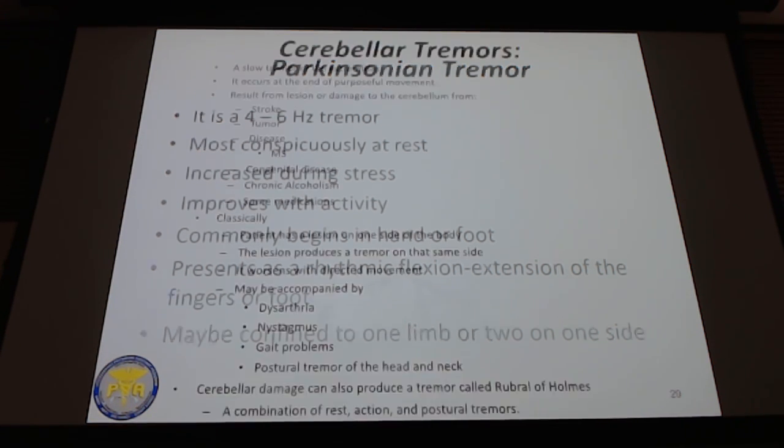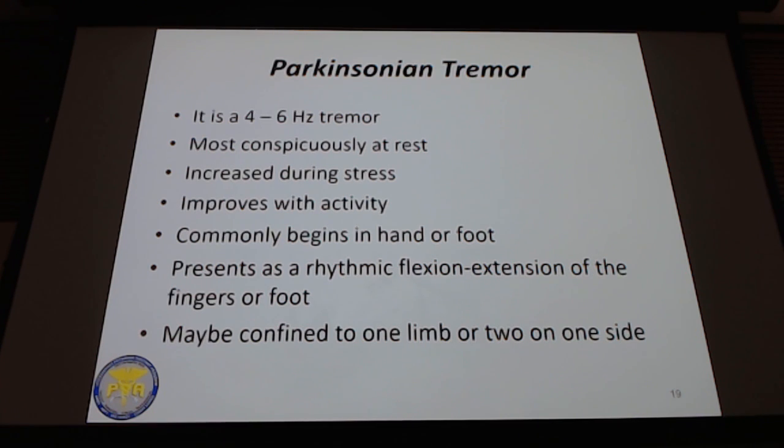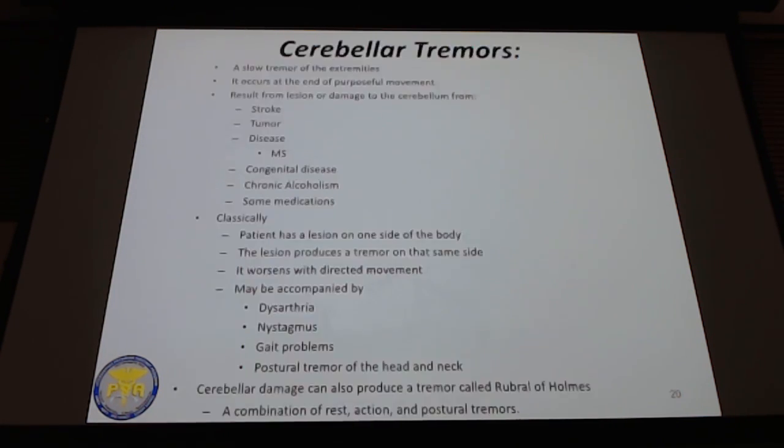This increases during stress, is most conspicuous at rest, and improves with activity. So Parkinson's folks, once they get going, get into a little bit of a rhythm. They're slow moving to rise and start walking, but once they start moving, they're okay until they have to turn, and then it becomes a problem.